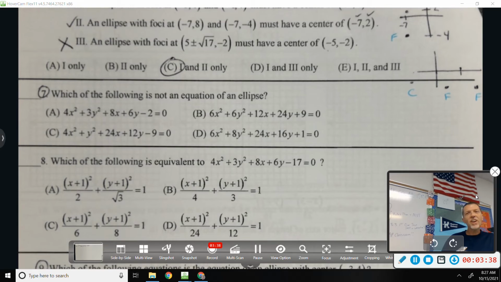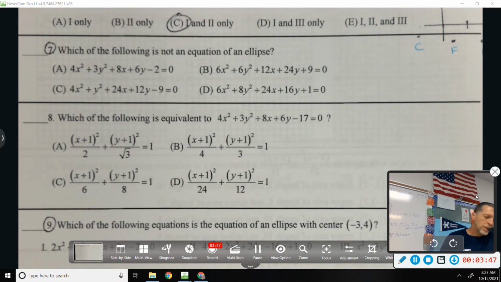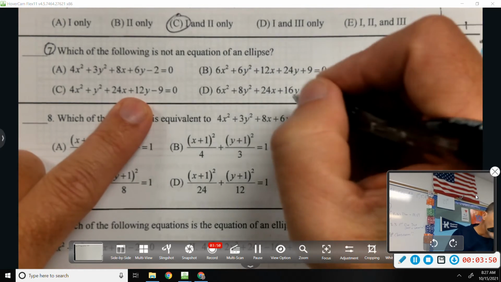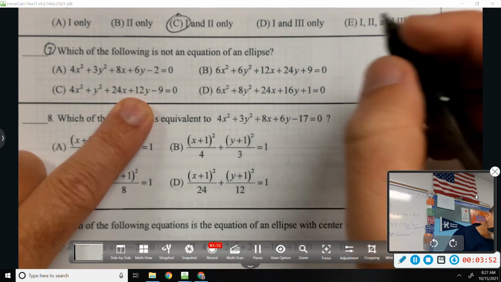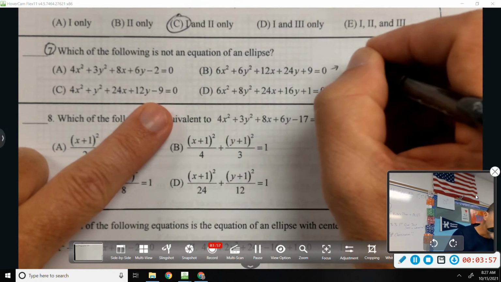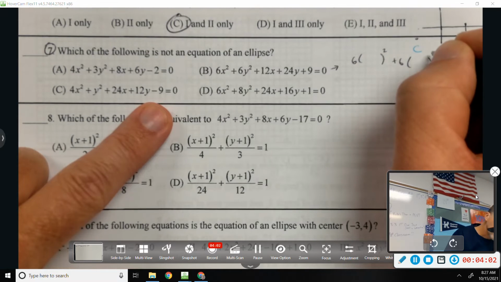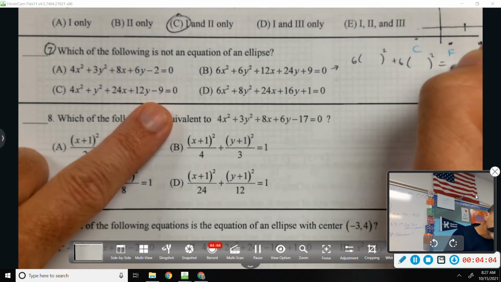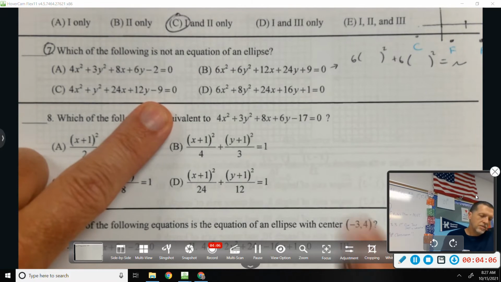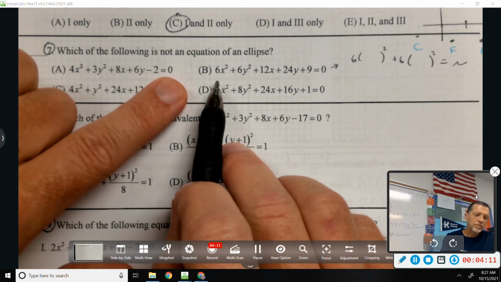Number 7. 7 was a tricky one because you don't really want to find the equation for all of those. That would be annoying. It's one way to do it. But let's think about when we do the equation. Let's look at B. So we'd have 6 times something plus 6 times something equals some number over there, right? I don't want to do this whole problem. I want to cruise through and see if I can figure out what's going on.